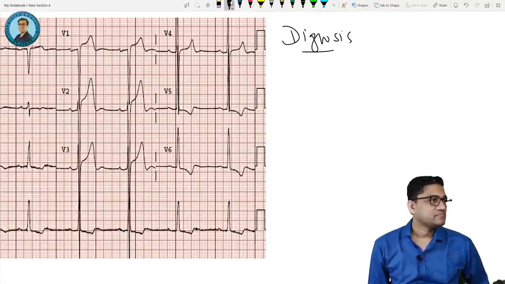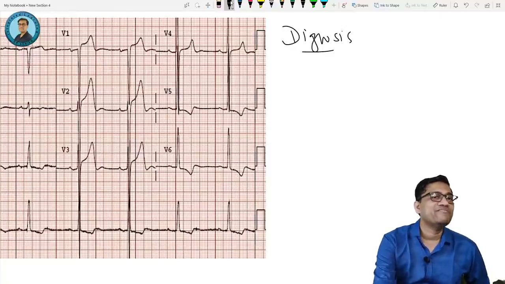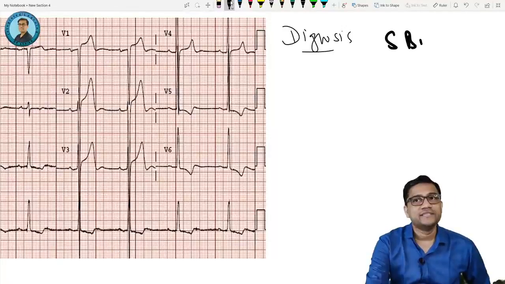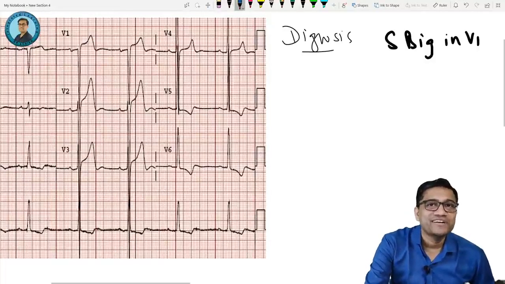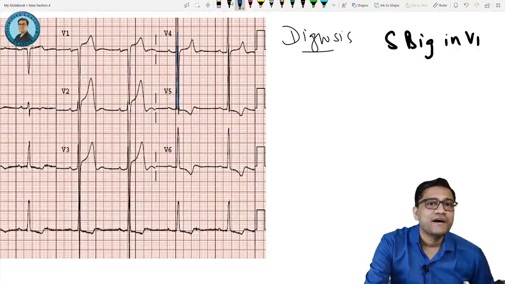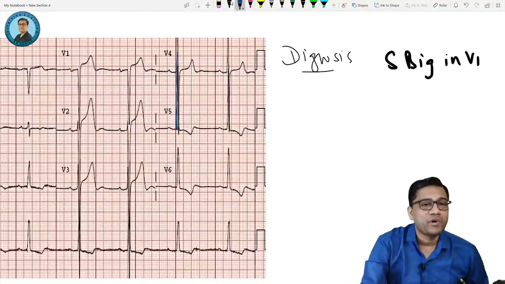What do you see in V1? The S is going very big. Can you see? So, very prominent S. So, again, S is big in V1, V2. Clear? And this is what wave? I can't even show how big it is. It is so huge, it is going to the mountain. See, even V4 is very big. So, it's very, very huge. Which one? The R.